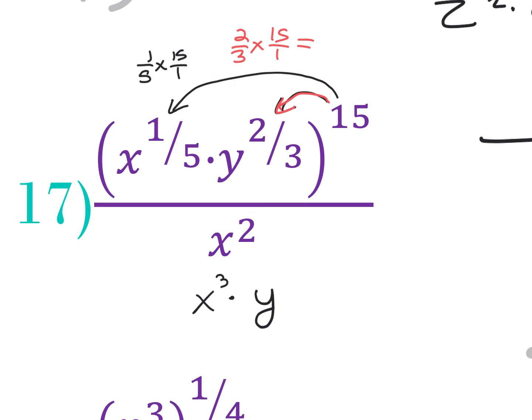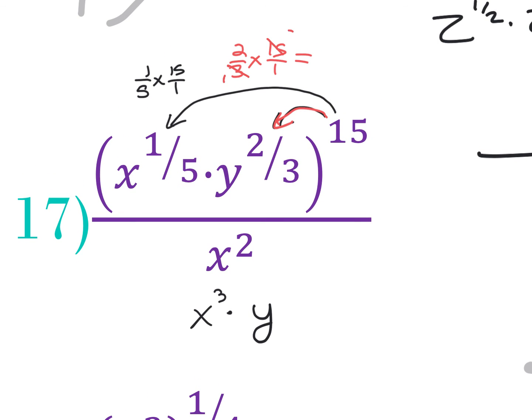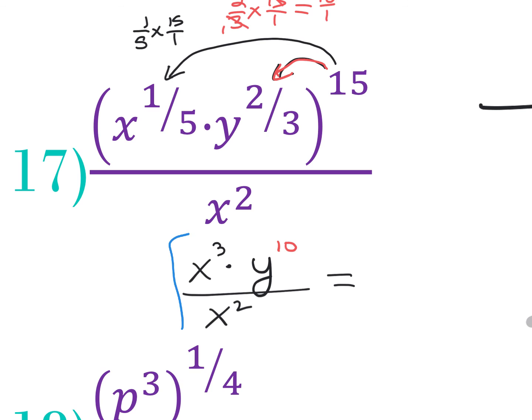I can simplify diagonally. This becomes a 1, this becomes a 5. So 10 over 1, or just 10. So then the y gets a power of 10. And then I still have the x squared in the bottom. Now I need to simplify the x's. So I'm dividing those, so I subtract. So 3 minus 2 is 1. So I'm left with x and nothing to subtract with the y. And I leave it, and I'm done. That one was a little bit simpler. You just had to remember power to a power, you multiply.